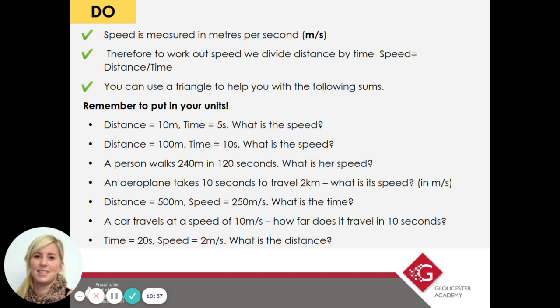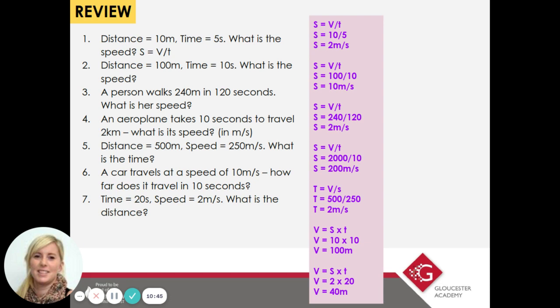So don't forget to pause the video. Right then, so let's go through these 7. So you can see I've laid them out on the right, and for each one I've put the equation that you would use.